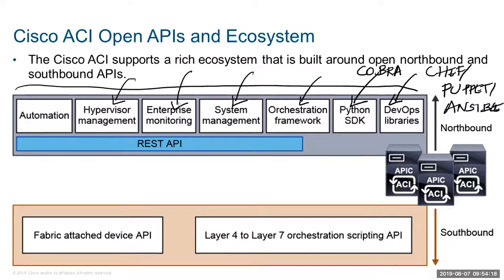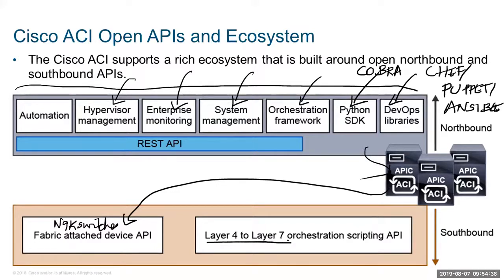Okay, and then they would send instructions to the REST API, and that's written into the APIC, and the APIC conveys it to the 9K switches, or even to what is a layer 4 to layer 7 device. What do you think they mean by layer 4 to layer 7?